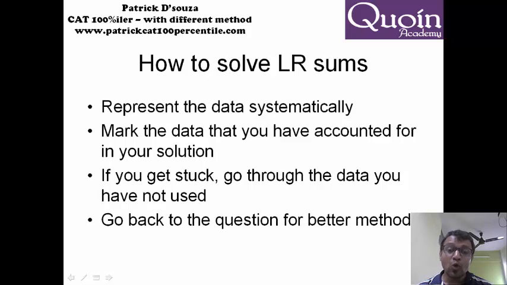Once you have got the solution, go back to the question for better methods. Maybe you can ask your friends, etc. So you can go back to a logic question and see if you can solve it in a faster and better way. Normally, a proper representation of data will always help you to solve it faster.